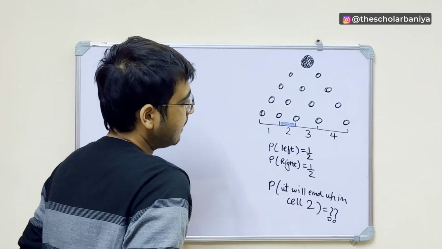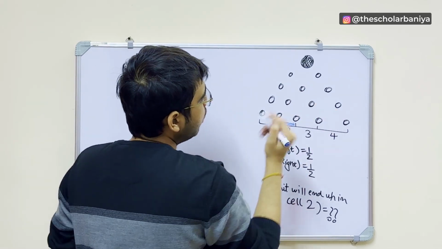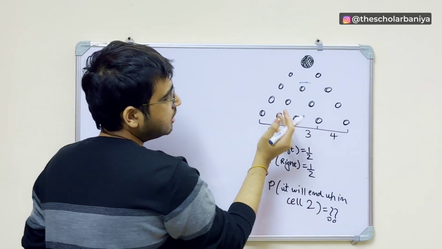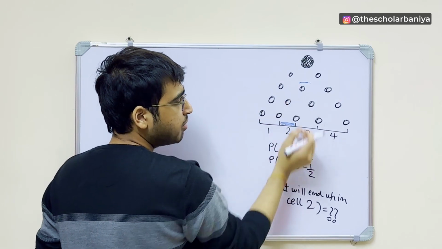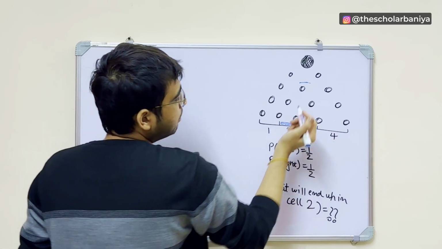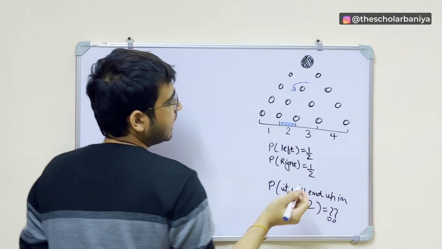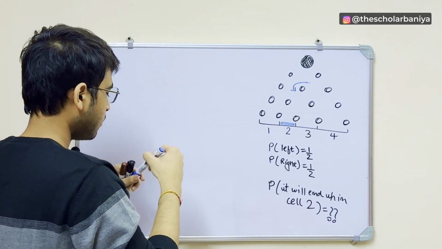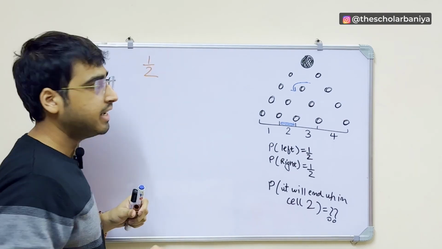So now tell me one thing. For example, let's assume the ball is over here, right? If the ball is over here, there is a probability of 1 by 2 that it will go on the left side, and a probability of 1 by 2 it will go on the right side, right? So let's assume the ball went on this side. So what will be the probability? The probability will be 1 upon 2, right?